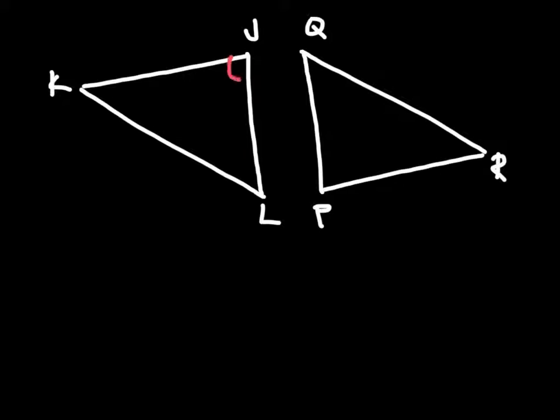So angle J is the same as angle P. Angle L is identical to angle Q. And angle K is identical to angle R. Next, we know that our side lengths, JL and QP, are the same. We know that our side lengths, JK and PR, are the same. And we know that our side lengths, KL and QR, are the same. So because every part of these figures is identical, they are congruent.